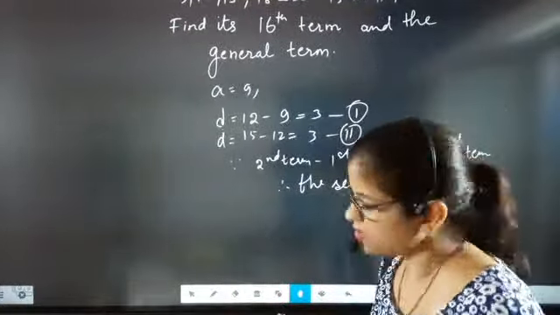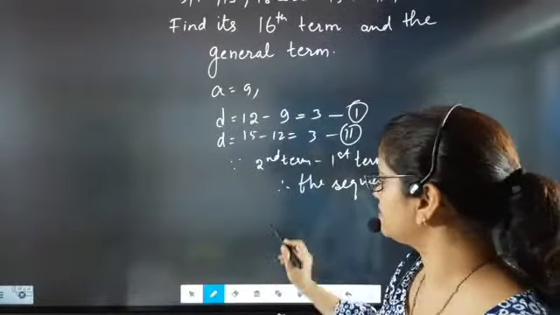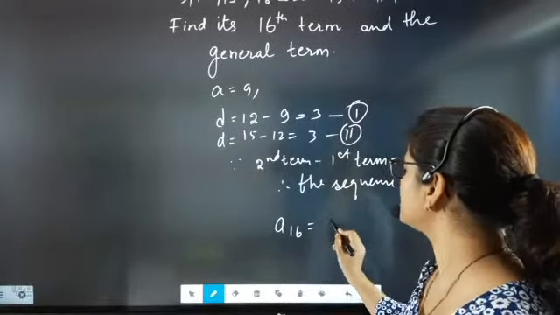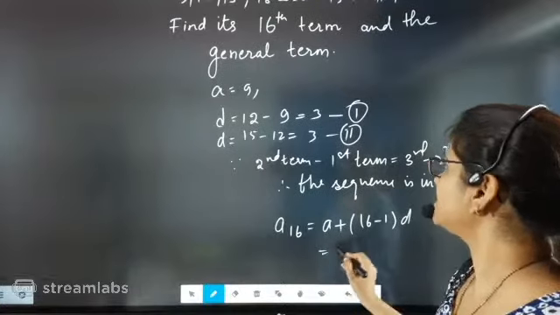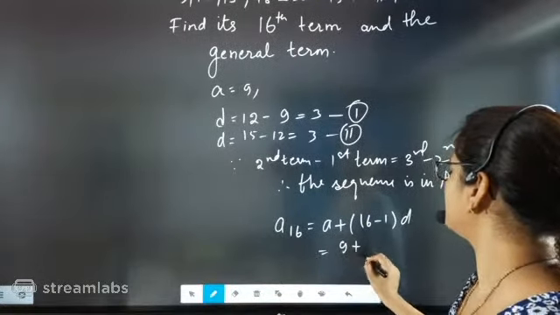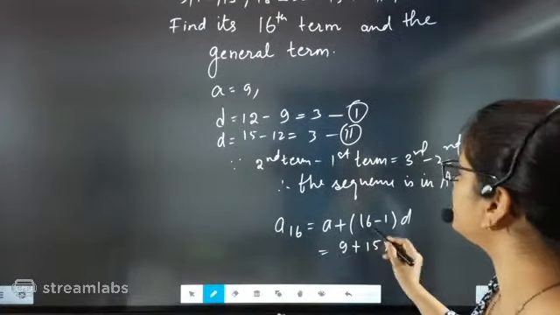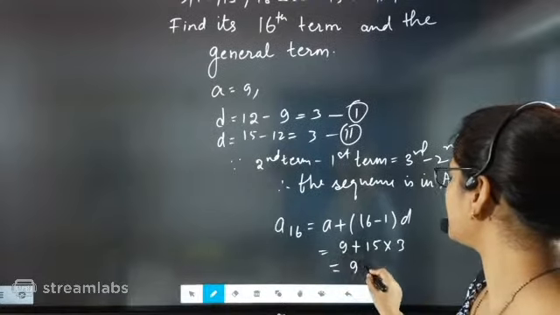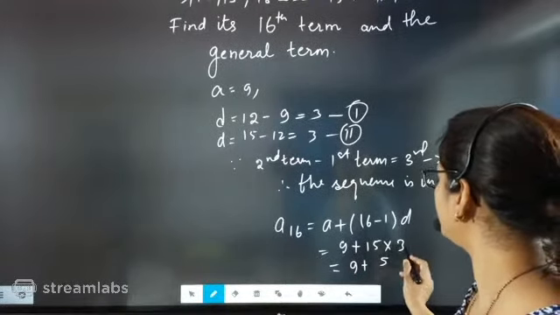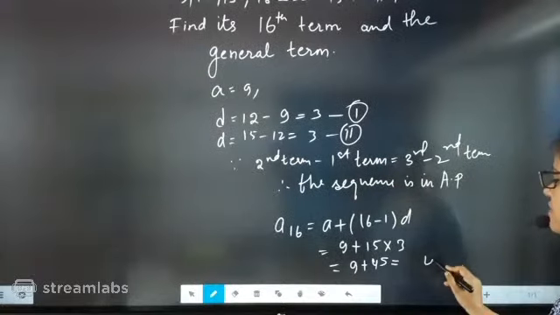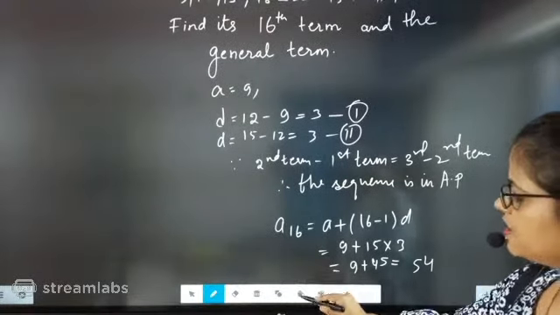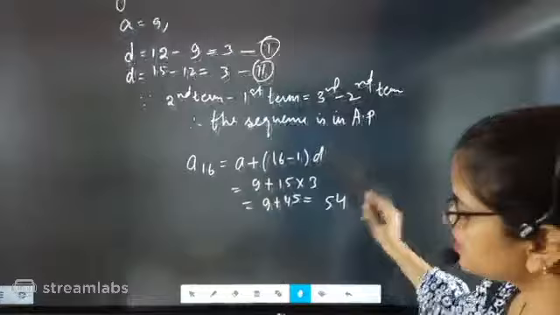Absolutely correct. Now next, beta, they are telling 16th term. 16th term means A plus 16 minus 1 into D. That is 9 plus 15 into common difference 3. That is 9 plus 45, so 54 is coming. Absolutely correct, beta. Then they are asking to find the general term.